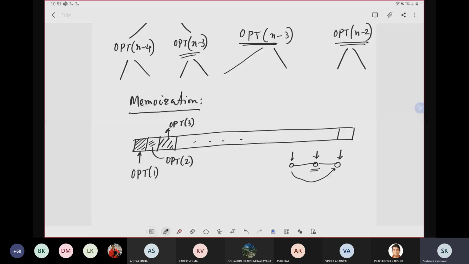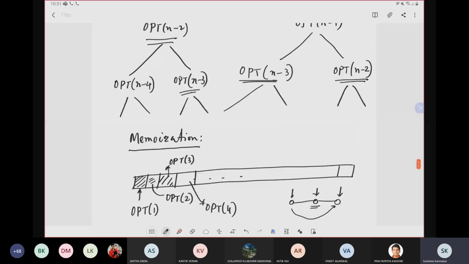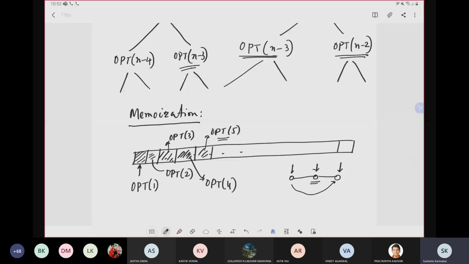It is max of these two, max of opt2 and opt3. And opt2 and opt3 are already in your table, in your array. So you do not need to compute. You just fetch these values and you can compute opt4. Once you have opt4, opt5 you can do. So opt5 requires opt4 and opt3. So it requires the previous two values basically. Okay, it requires the previous two things.